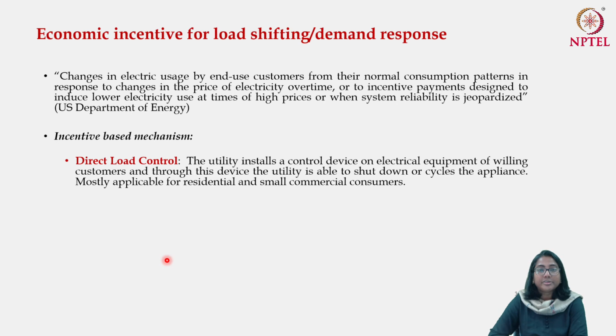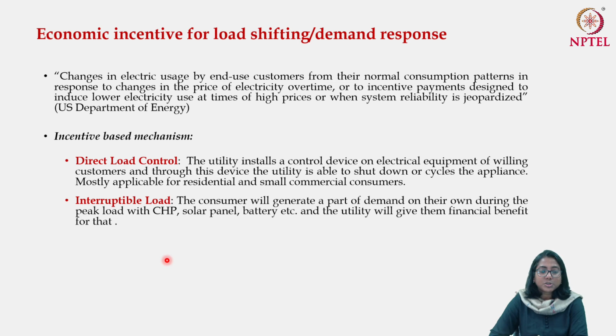The first one is called the direct load control. Here the utility installs a control device on electrical equipment of willing customers, and through this device the utility is able to shut down or cycle the appliances. So this is same as the flexible load management. The utility can control the usage pattern of some of the electrical equipment that are installed mainly in the residential sector or in the small commercial sector. This does not really happen in the case of the industrial sector.